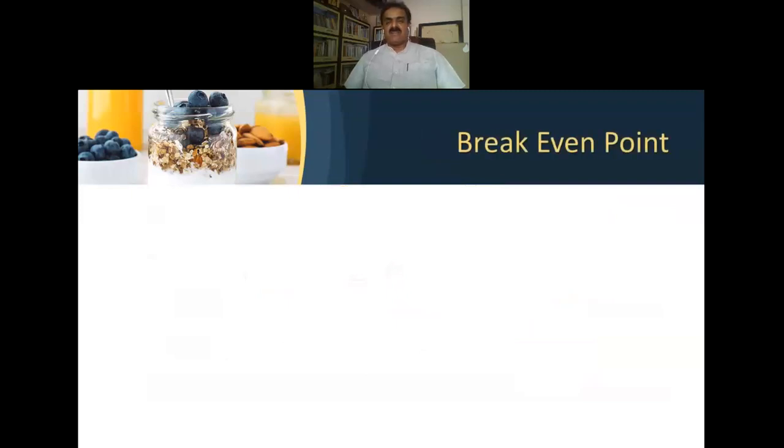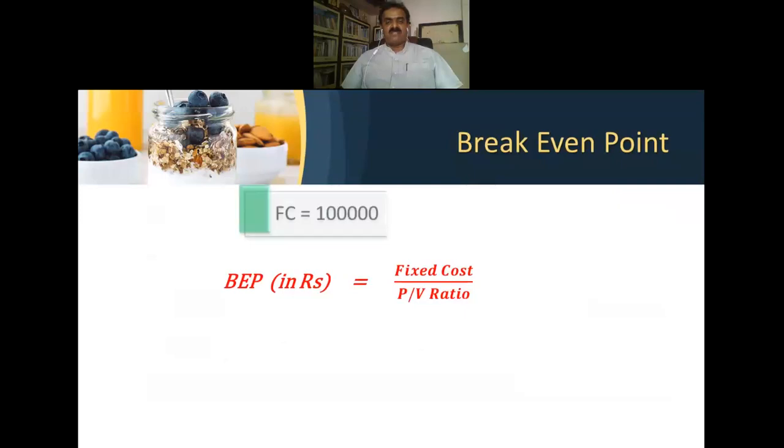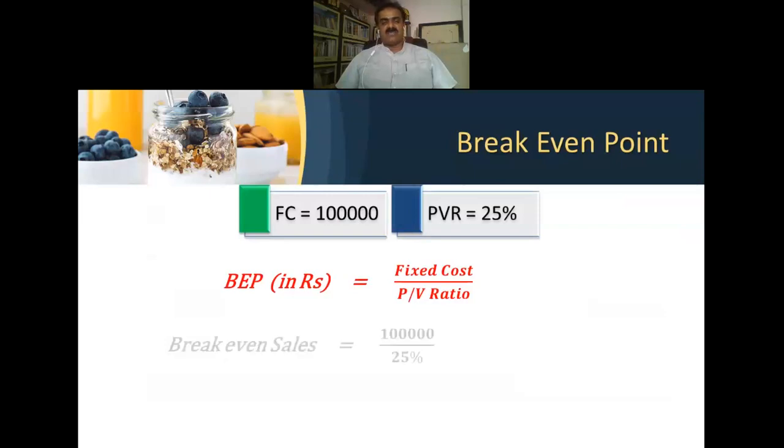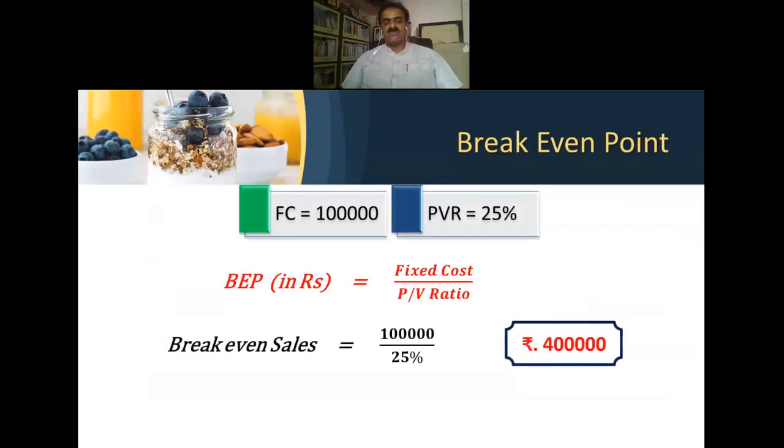Next is the break-even point. The formula is fixed cost divided by PV ratio. Already the PV ratio is calculated as 25%. So for this, you need the fixed cost that was given as 1 lakh rupees and the PV ratio that you have calculated as 25%. Just substitute these two values, you will get 4 lakh rupees. So break-even sales equals 4 lakh rupees.